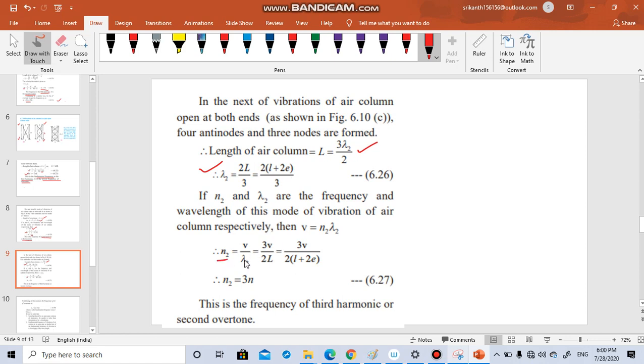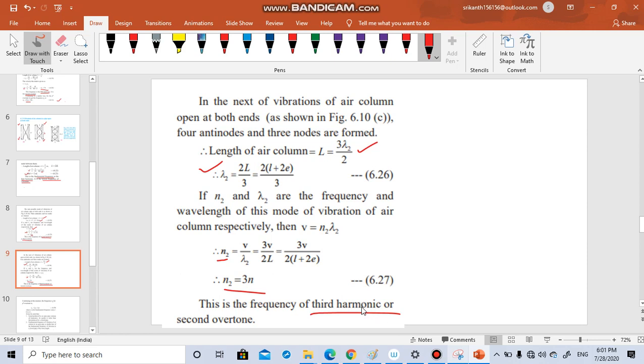So we will be getting the n2 value. So n2 value, if you calculate, see v is constant here, velocity is constant. The velocity of the wave is not changing. So you get how much? 3v by 2l. So before that it was 2v by 2l. Now it is 3v by 2l. That means 3 times n. So which harmonic is this? This is the third harmonic. Don't get confused between harmonic and overtones. They are totally different things.